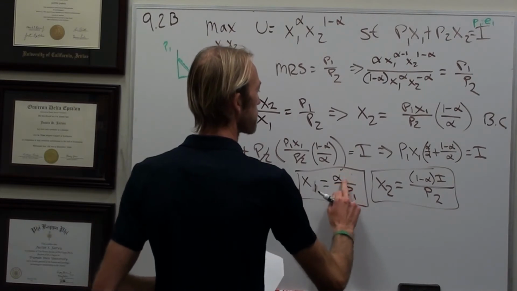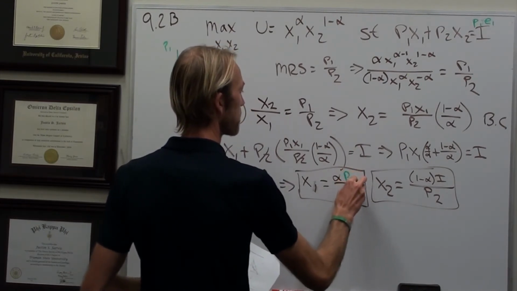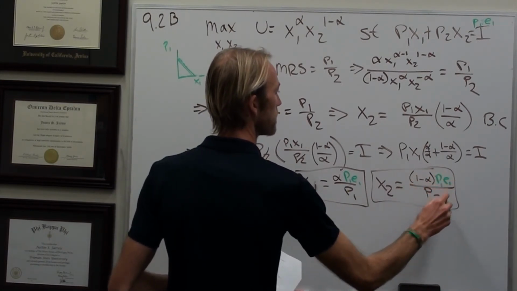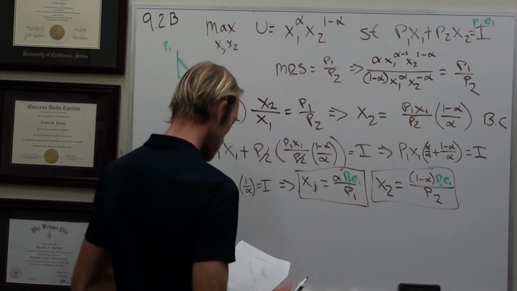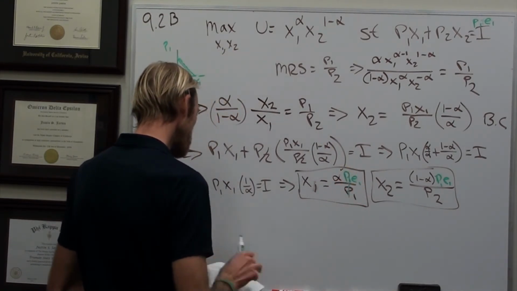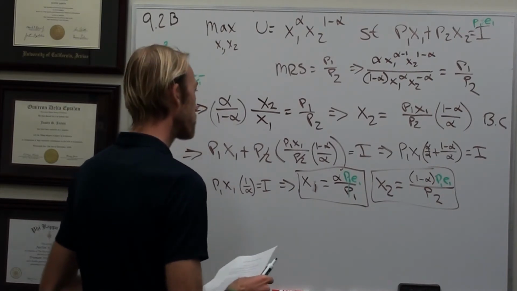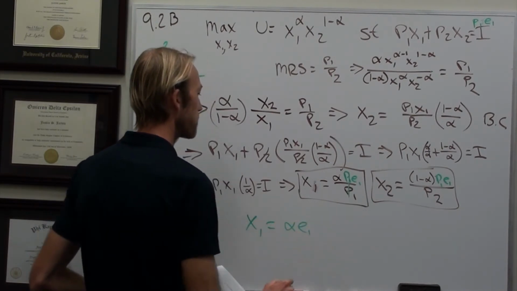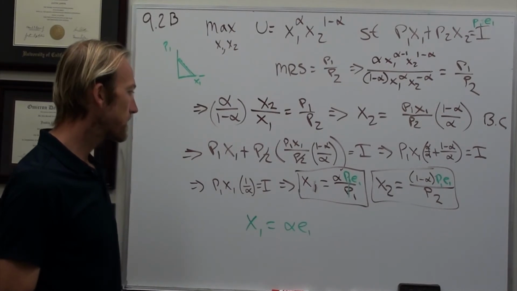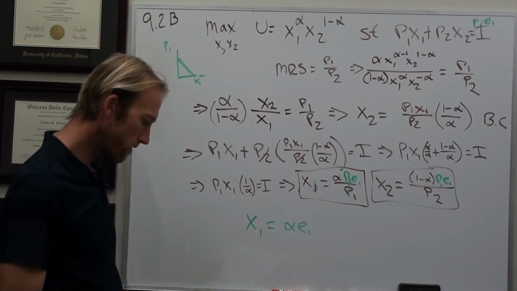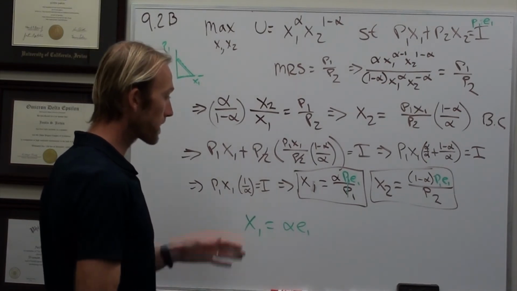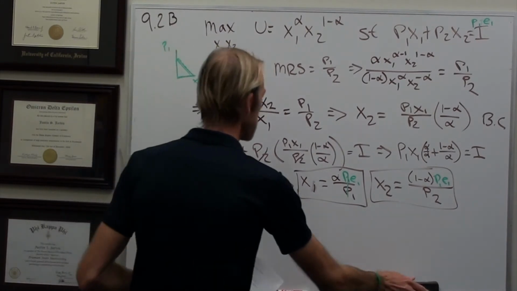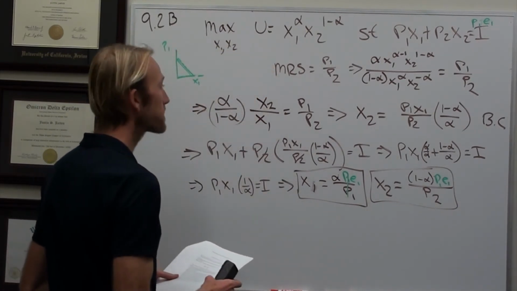Basically what I can do is replace income here with P1E1, for alpha P1E1 over P1. You see the P1s cancel there. And so we see x1 is equal to alpha E1. What happens to the own price demand curve? The own price demand curve is absolutely vertical because P1 doesn't end up showing up in here.